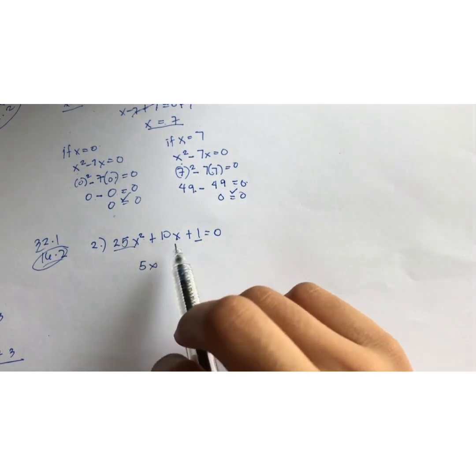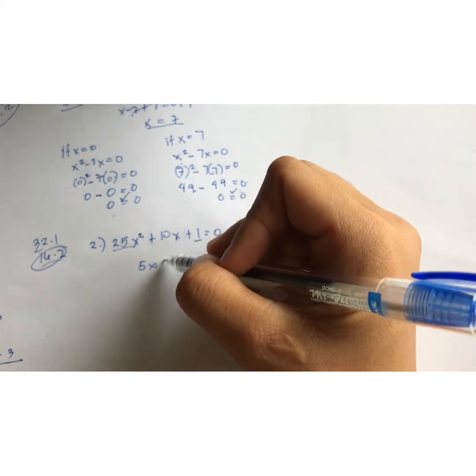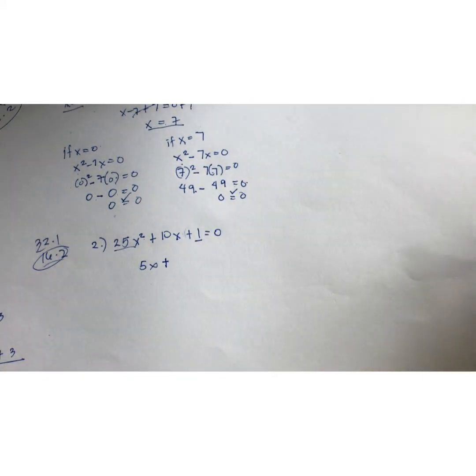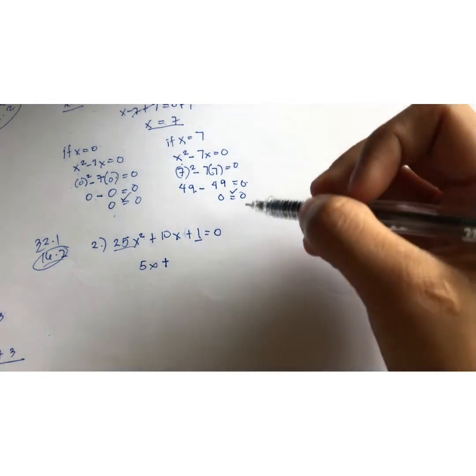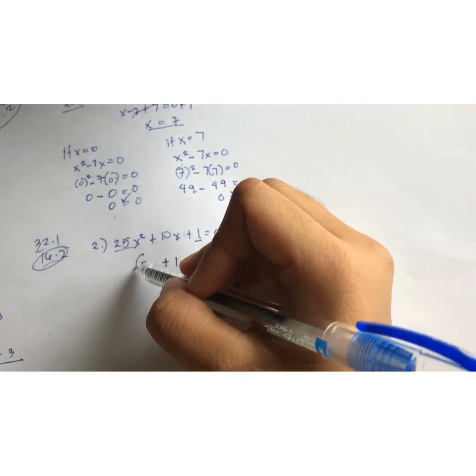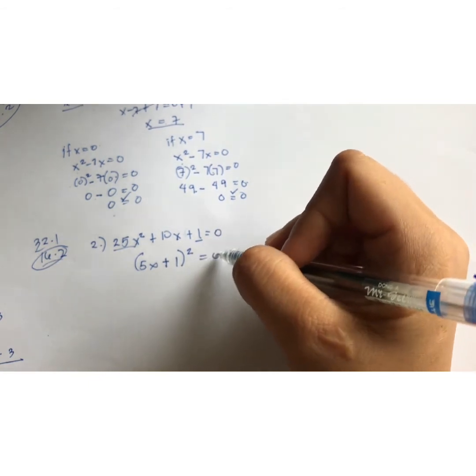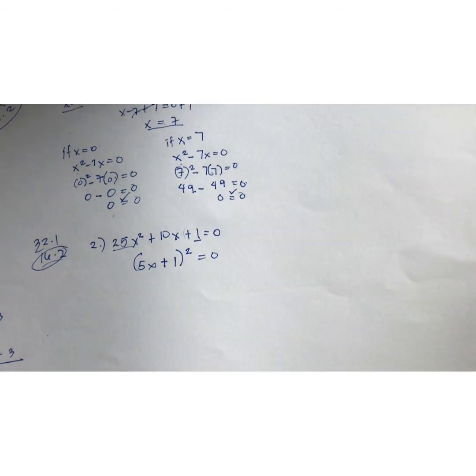Now, since addition man ang operation, we are going to use addition lang pod. Now, ang third nato nga term is 1. So, may factor ni 1. That is 1 times 1. So, we have it, 5x plus 1 squared is equal to 0.